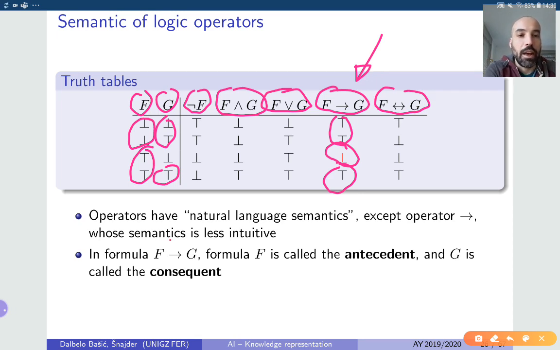In an implication, F implies G, we call F the antecedent, and we call G the consequent. So essentially, the semantics of implication is such that if the antecedent is true, then the consequent should be true as well. So the only combination in which implication is false is if the antecedent is true and the consequent is false. So this then, let me clean this up a bit.